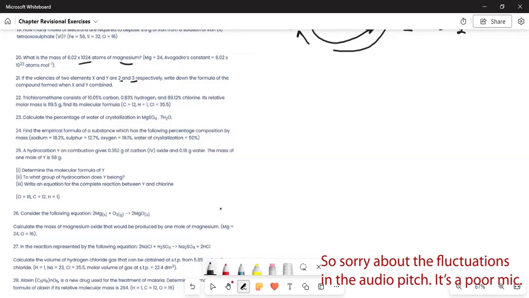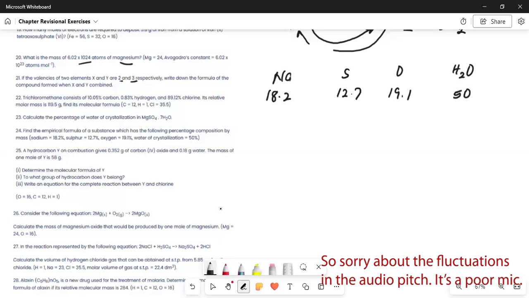In this case, because of water of crystallization, I would consider it to be a group. So we have sodium there, and the percentage by mass is 18.2. We have sulfur, the percentage by mass is 12.7. We have oxygen, the percentage by mass is 19.1. Then water of crystallization, I'm taking it as a group, H2O, the percentage by mass is 50%.